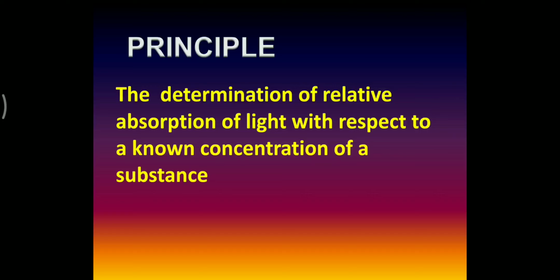So we will vary the volume of the copper sulfate solution so that we get solutions with different color intensity. Our aim there is to find out the concentration of copper ions present in the unknown solution. For that, in the beginning we prepare solutions of different concentrations so that we get a graph, and from those calibrated solutions we find the concentration of the unknown sample which is given to you. So the principle of colorimetry is the determination of relative absorption of light with respect to a known concentration of a substance.